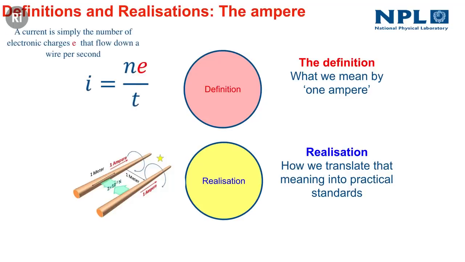Now, electrical current is related to how many charged particles flow down a wire per second. That's electrical current. That's what we really mean.